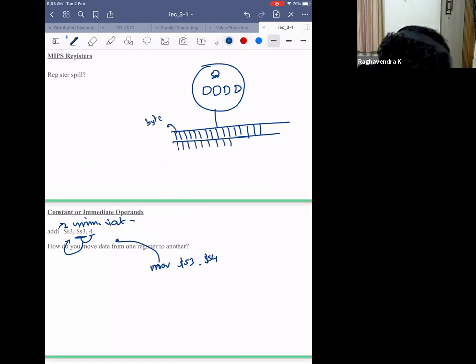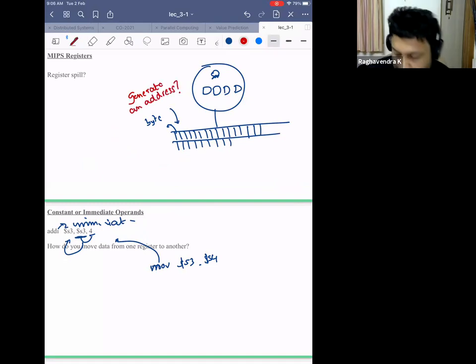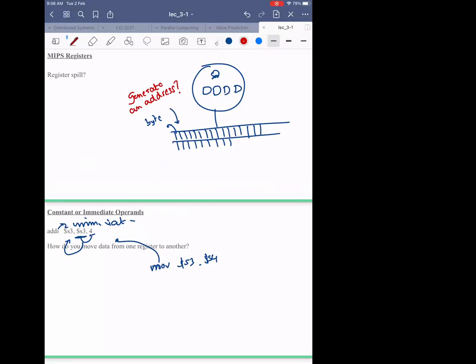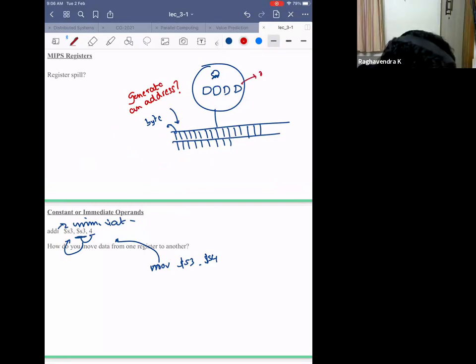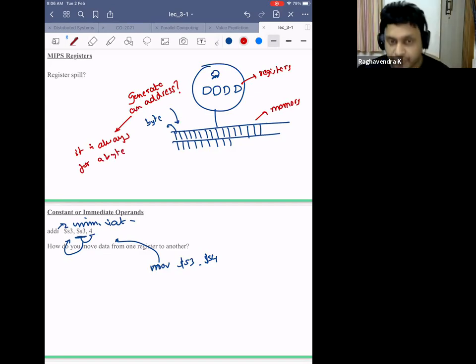So when I generate an address, for what do I generate? Is it for a byte or a word? For a byte, right? So these are called registers. This is just memory. So I generate an address for a byte. When I generate an address, it is always for a byte.